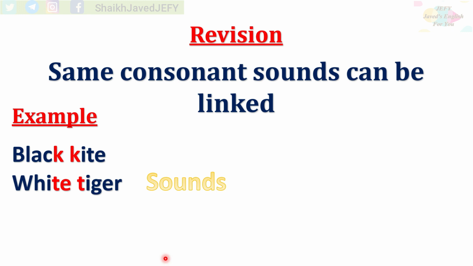So in the part of revision, we can say that same consonant sounds can be linked, like black kite and white tiger. These end in the same letter, these do not. But once again, we do not have to focus on letters or words or alphabets. We have to bear in mind sounds. Okay.